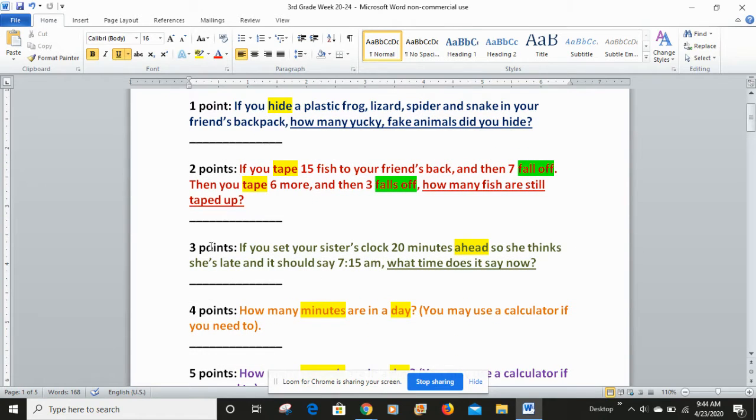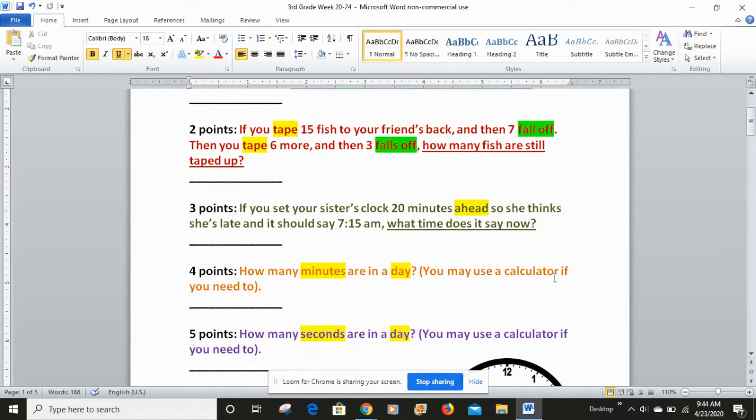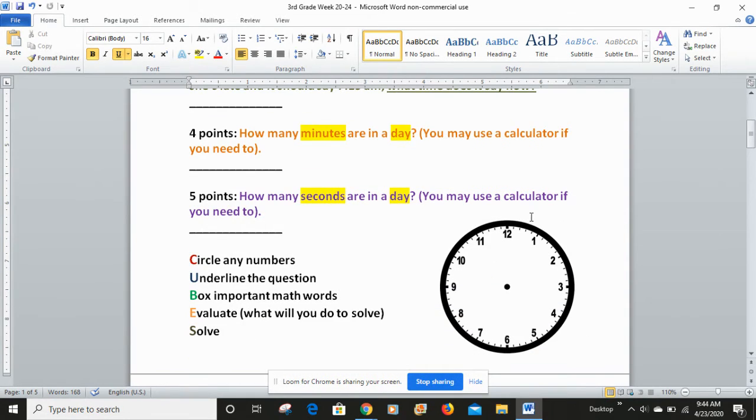Now the third one, it's worth 3 points. If you set your sister's clock 20 minutes ahead so she thinks she's late and it should say 7:15 a.m., what time does it say now? Now I underlined the question and I highlighted the word ahead, 20 minutes ahead. And we haven't really talked much about clocks or time up to this point. But this is an analog clock. This one does not have any hands on it, so you can easily see the different numbers on there. So what do these numbers mean?